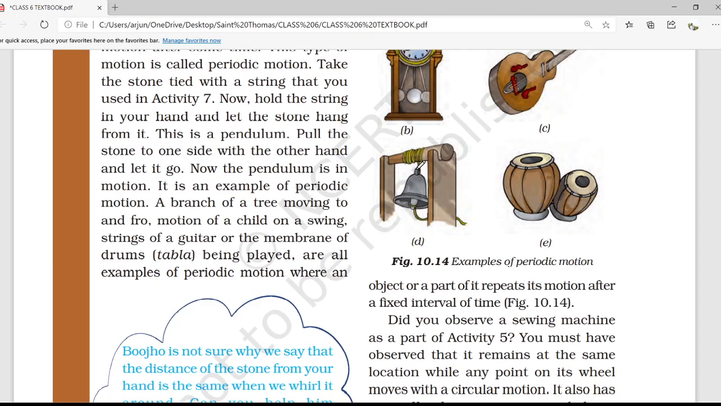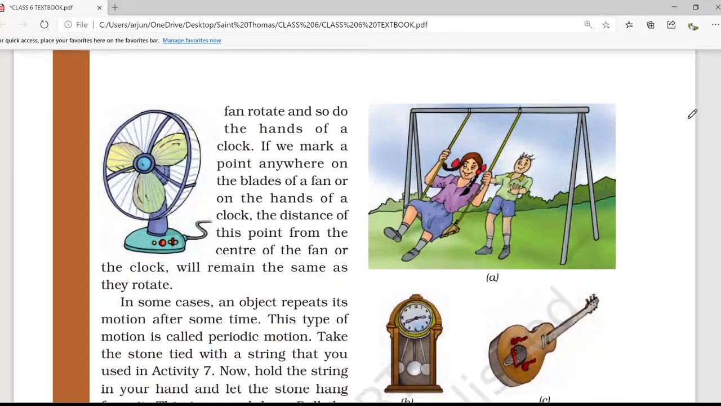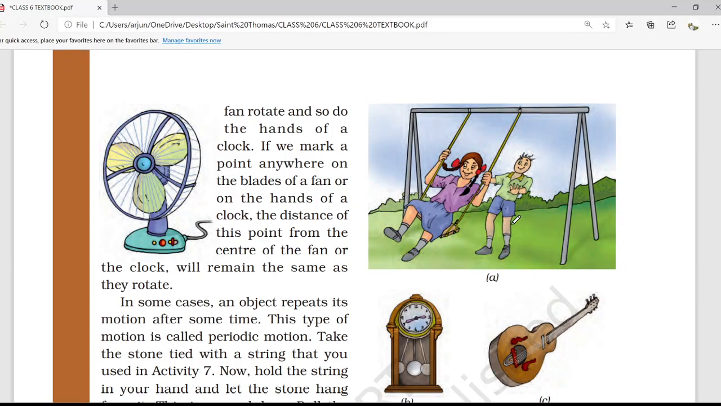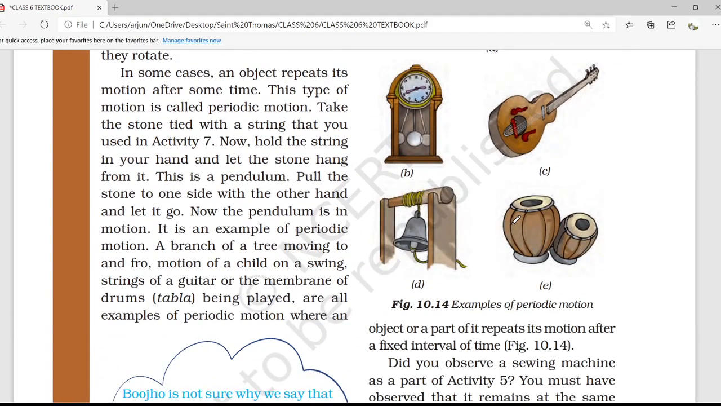A branch of a tree moving to and fro, or a child on a swing. Here you can see this is one type of periodic motion. The swing will go upward, then come to the center, then go backward, and again come to the center, right? This type of motion we can see.